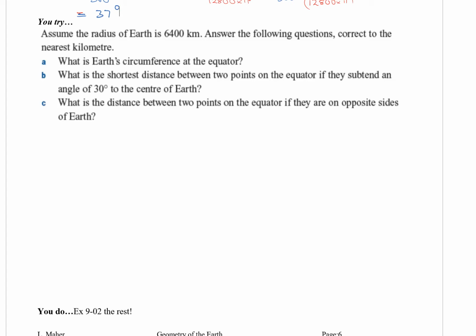Now, this example, I guess it's just a little bit different. I've taken it from another textbook just to try to present to you a variety of style of questions that you could get. So it's saying, assume that the radius of the Earth is 6,400. Yes, nothing unusual there. Answer the following questions correct to the nearest kilometre. A, what is the circumference at the equator?